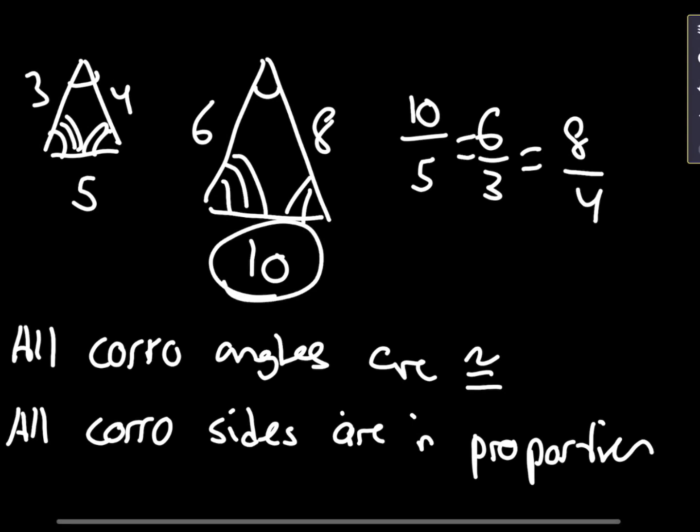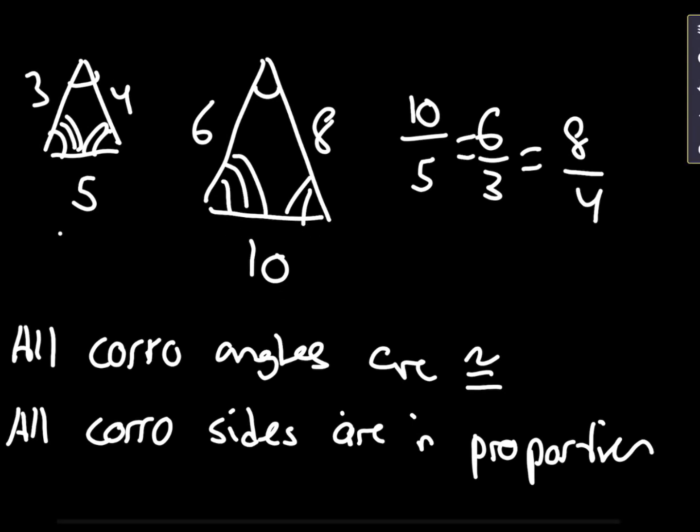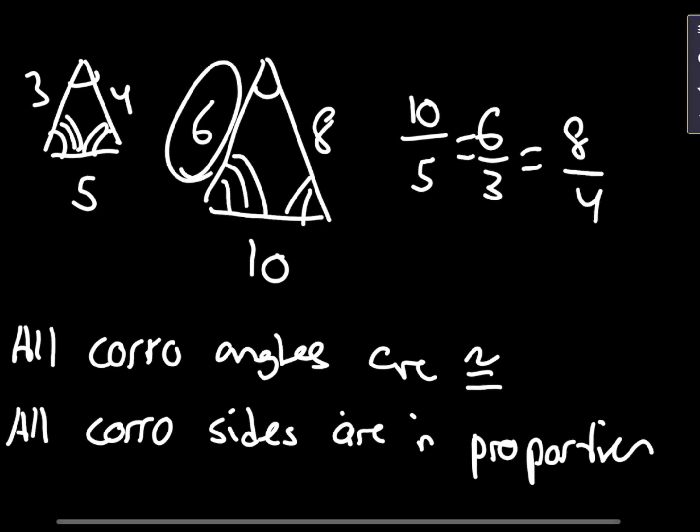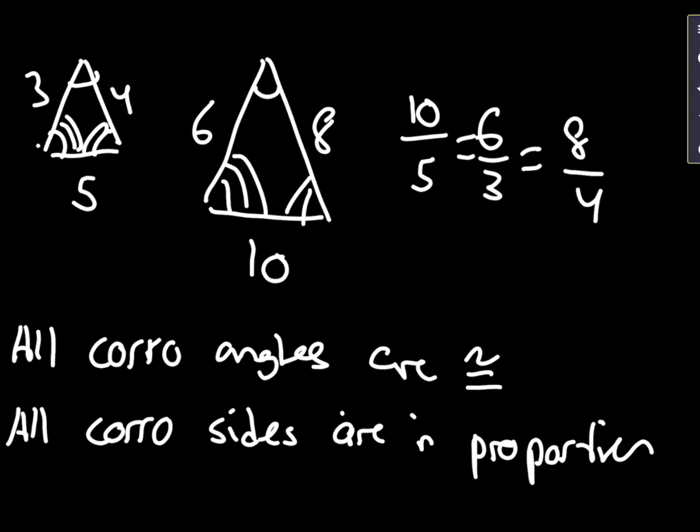If you take any one of the sides and divide it by its corresponding side, it's going to be equal to any other one of the sides divided by its corresponding side. So these are just properties of similar triangles. And we're going to learn about some theorems that we can use to prove that two triangles are similar. So let's get into it.